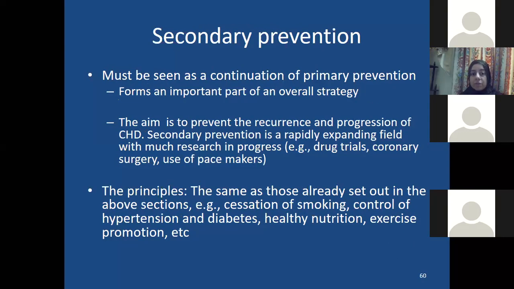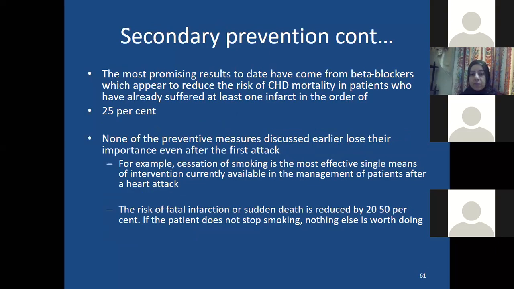So secondary prevention, once the risk factors are there, the damage has been done, you need to identify these people and intervene earlier. The aim is to prevent the recurrence and progression of CHD. Secondary prevention is a rapidly expanding field with much research in progress. Okay, the principle is the same as those already set out in the earlier sections. So you have cessation of smoking, control of hypertension, diabetes, healthy nutrition, and exercise promotion.